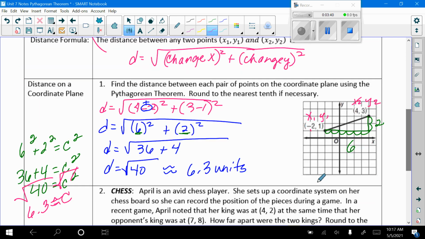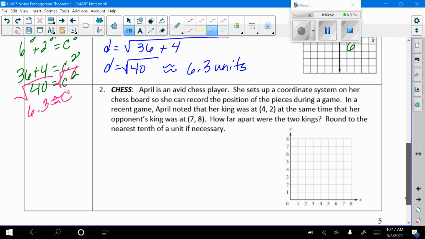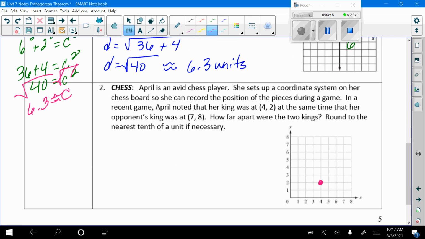All right, so then the chess player, we're going to plot those dots. So we're going to plot 4, 2. And we're going to plot 7, 8. And you can choose which way you want to do it. I will tell you, on a small grid, it's really easy just to do the quick counting. And the answer on this one on the chess, I believe, is the distance is approximately 6.7. Make sure you show your work.